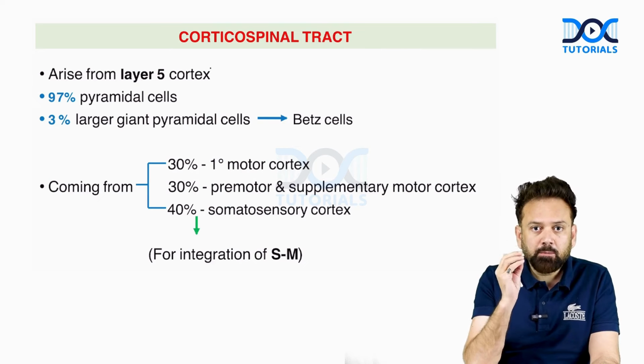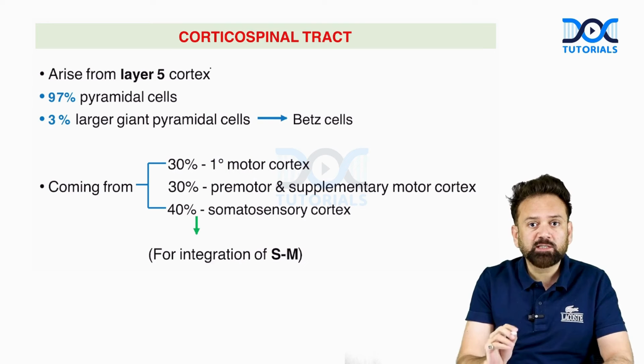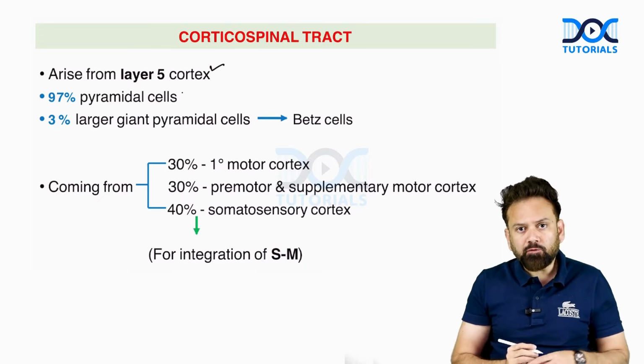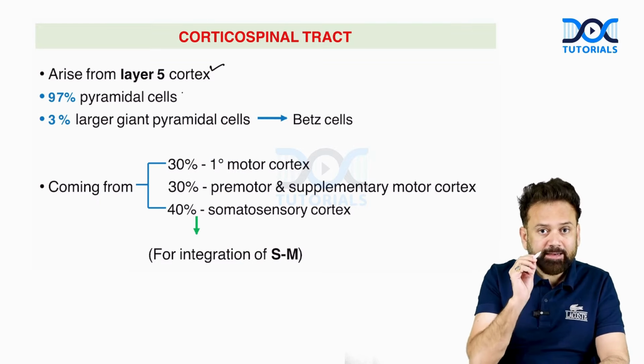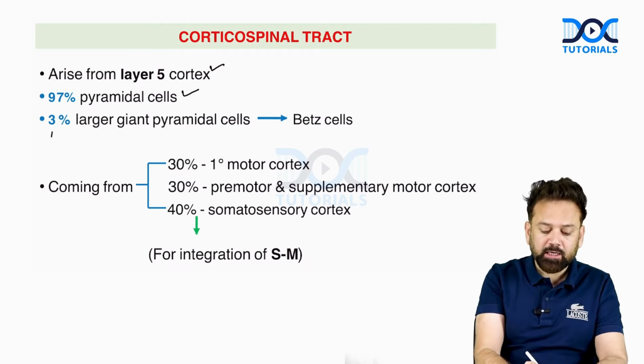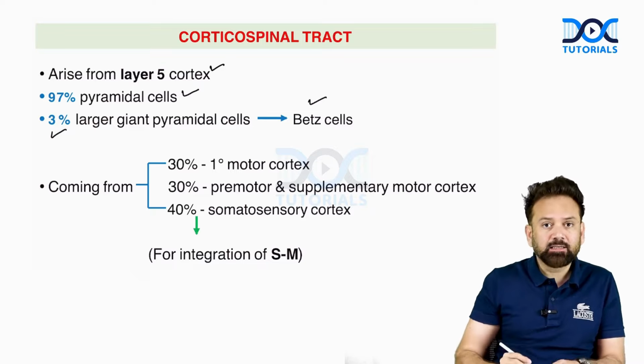Now, corticospinal tract, we will discuss the motor pathway. In the motor pathway, there are the pyramidal tract and extrapyramidal tract. Pyramidal tracts are also called corticospinal tract. They arise from which layer? Layer 5 of the cortex. And out of all these pyramidal tracts, 97%, the majority, are coming from pyramidal cells. Only 3% are coming from large giant pyramidal cells called Betz cells, cells of Betz.